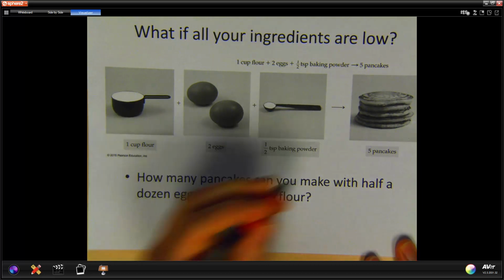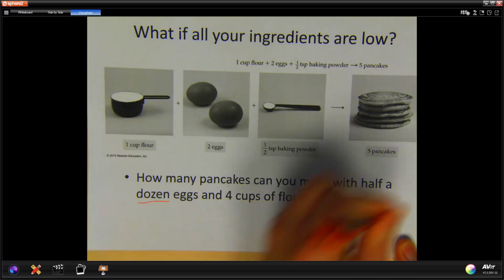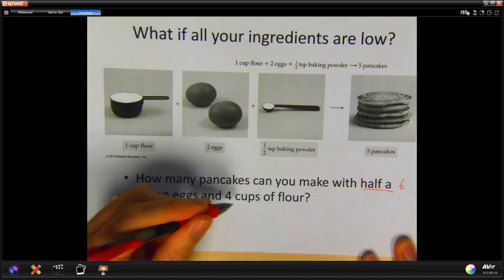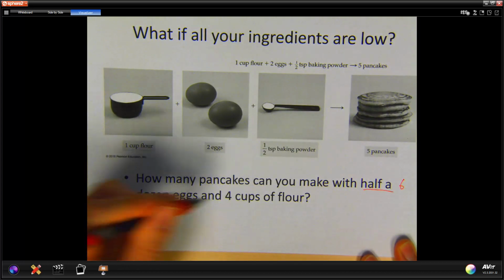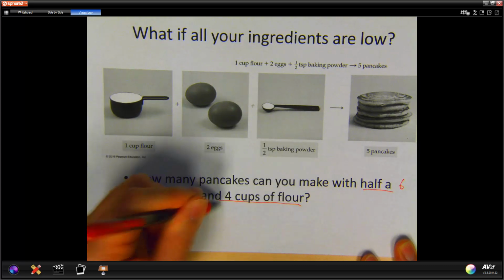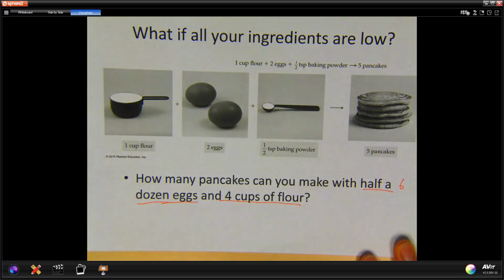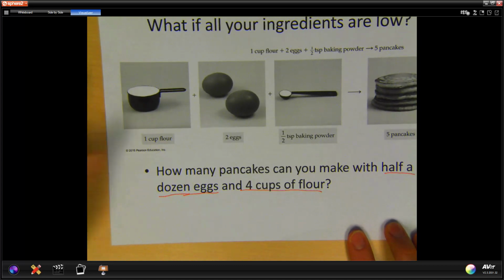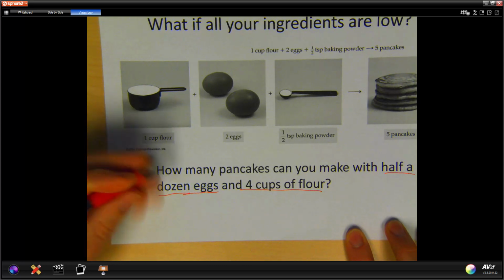So we have half a dozen eggs. I'm just going to call that 6. We know that means 6 now. And 4 cups of flour. So what we're going to do is solve this problem, assuming first we have 6 eggs, and then second that we have 4 cups of flour. So let's do the eggs first.